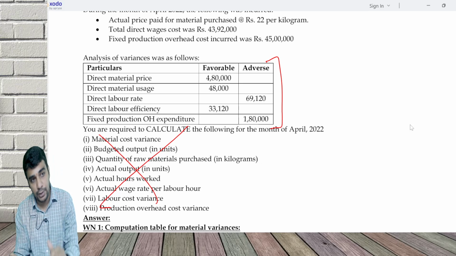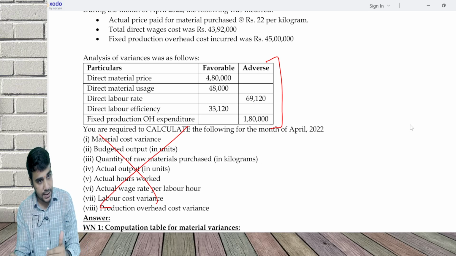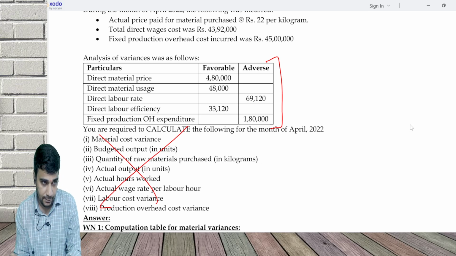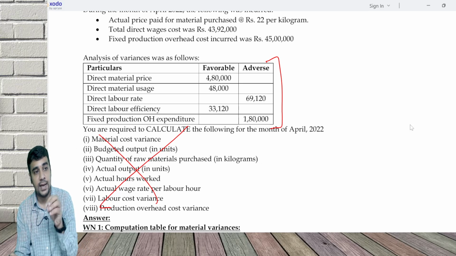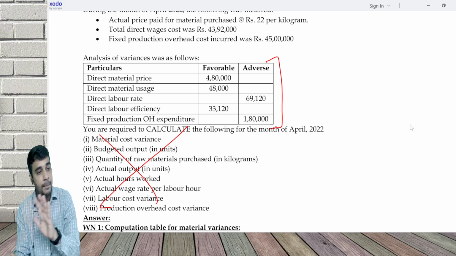If we are not able to complete it, we'll give a pause and move to labor. If you are able to complete it, great. Otherwise, give it a pause and move to the next. Somewhere, some variances will give us the information which will help us in completing all three tables, because we don't know which table has the issue. So we'll first start with the material variances table and complete it.